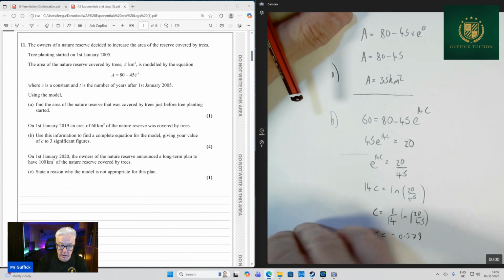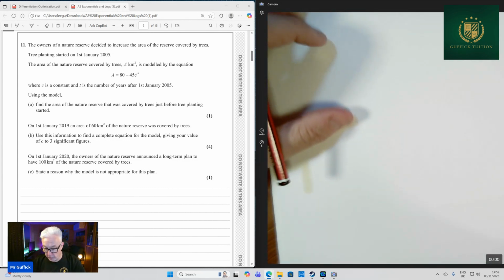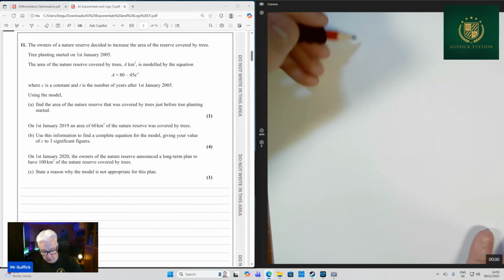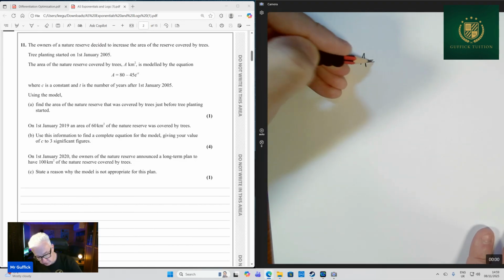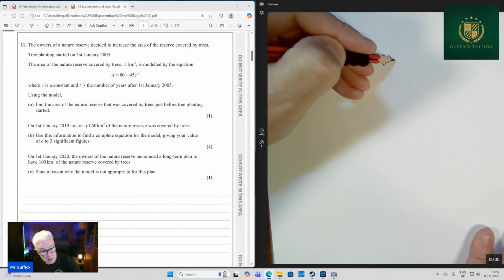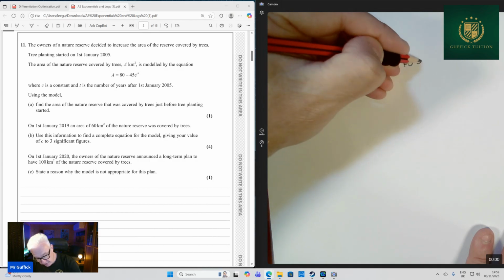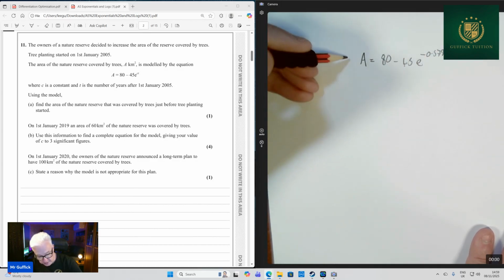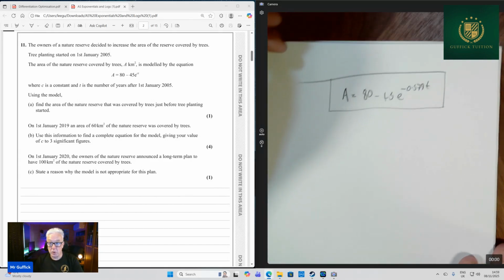Now, again, this next bit that we're about to do, it's only worth 1 mark, but oh my goodness, it comes up all the time, and it's often worth more than 1 mark. And in my experience, very few people get what's going on. So our model now is 80 minus 45 e to the minus 0.579t. Okay, so that's our model.